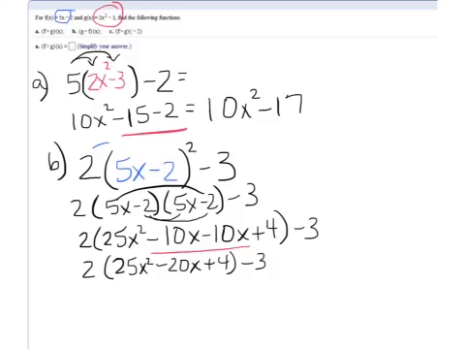Now for the C part, what you want to do is find f of g at negative 2. Well, we already found f of g right here. That was our f of g. So what that means to do is to now plug in a negative 2 for our x.